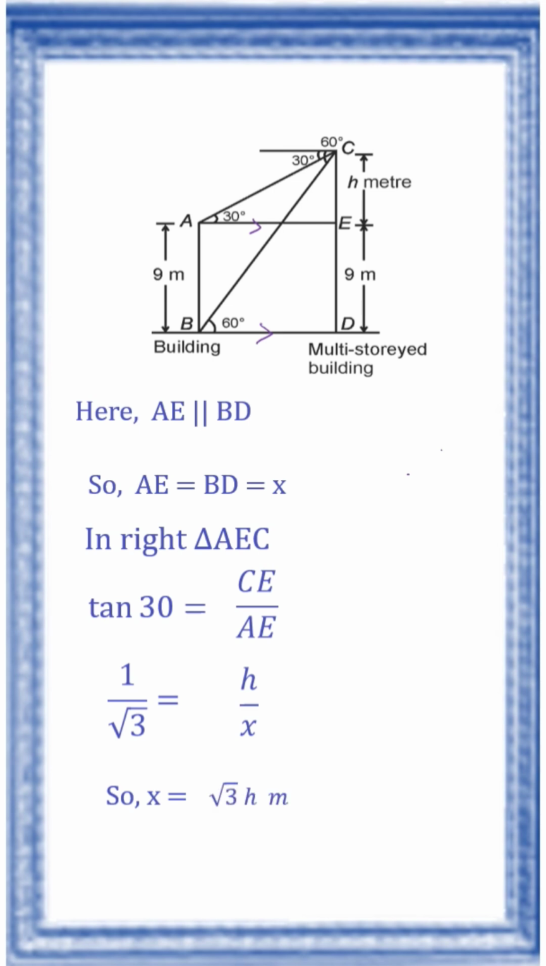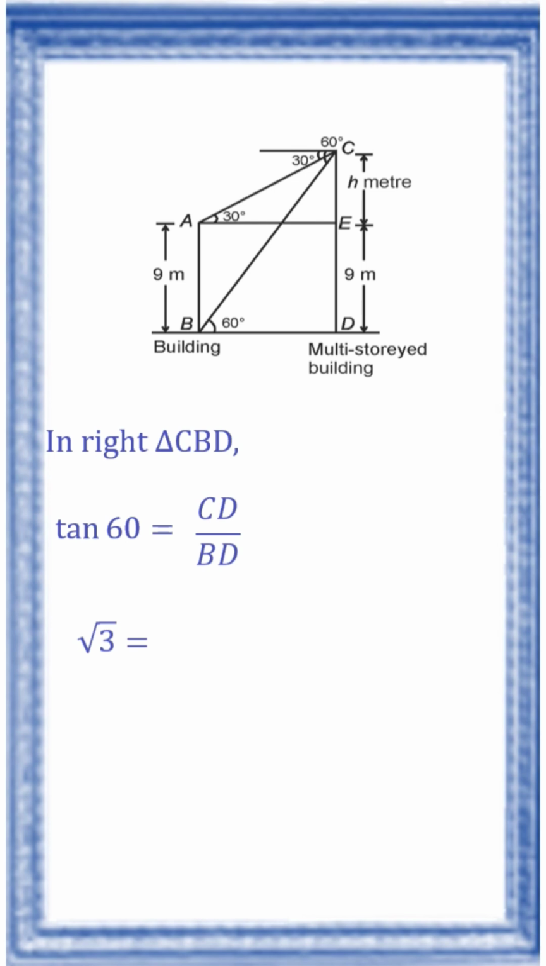Let this be question number 1. In right angle triangle CBD, observe the figure. Tan 60 is equal to CD by BD. So root 3 is equal to H plus 9 by X. So X is equal to H plus 9 by root 3.